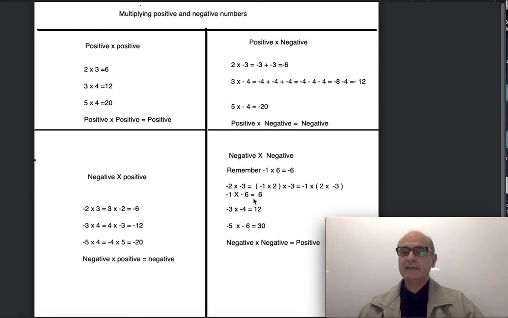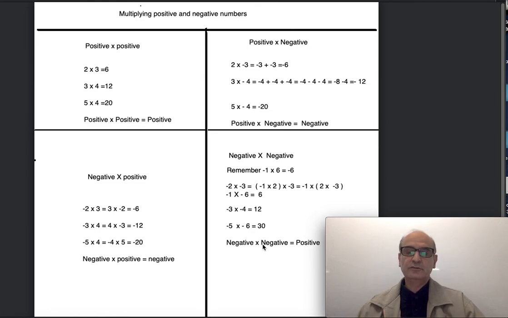So that leads us again to an important rule, that a negative number times a negative number will give us a positive number. So minus 3 times minus 4 will be the same as 3 times 4, which is 12. Because both of them are negative, the answer will be positive. Minus 5 times minus 6 will give us 30. Again, both of them are negative, and we are timesing them together. That gives us a positive number.